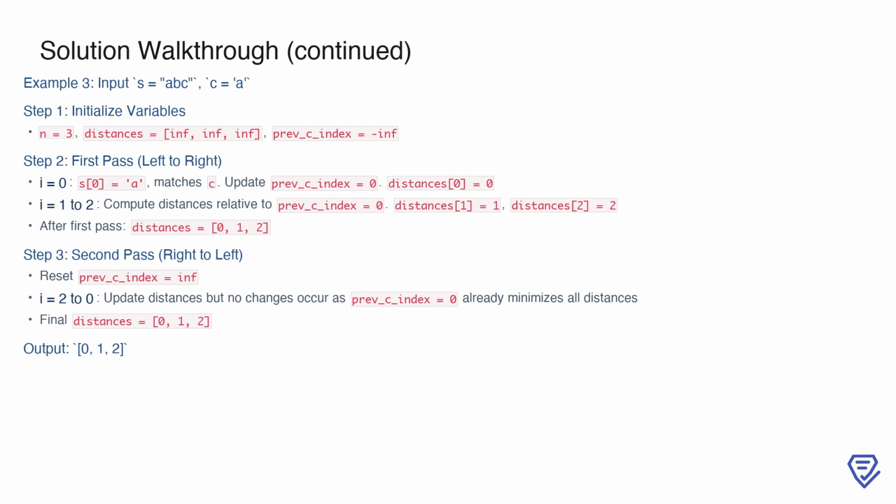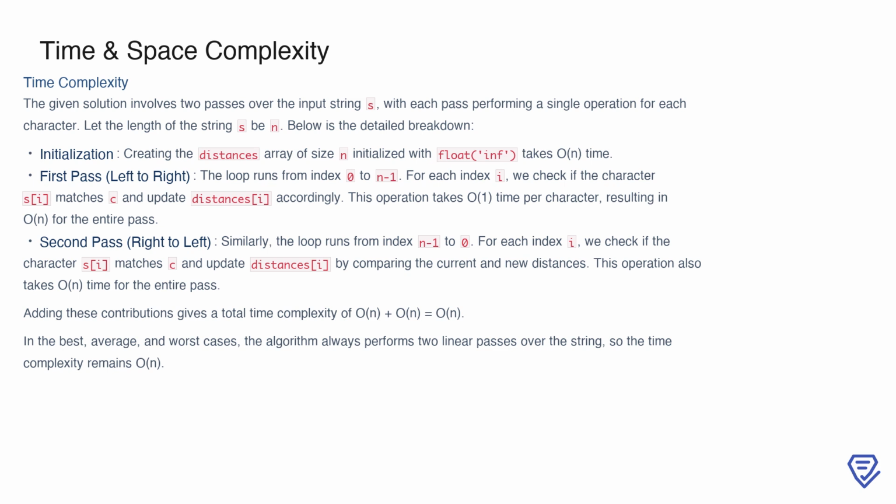For the second pass, we reset preb_c_index to positive infinity and iterate from right to left. Since the preb_c_index at 0 already minimizes all distances, no updates occur during this pass. The final distances array remains 0, 1, 2, which we return as the output. This concludes the walkthrough of the solution. Now, let's analyze the time complexity of the solution.